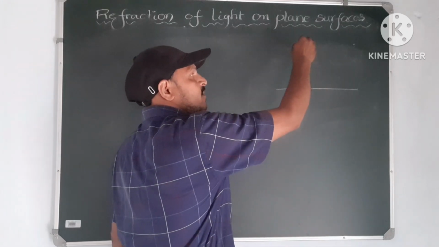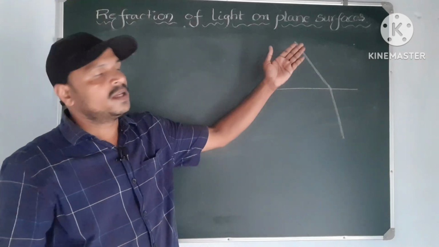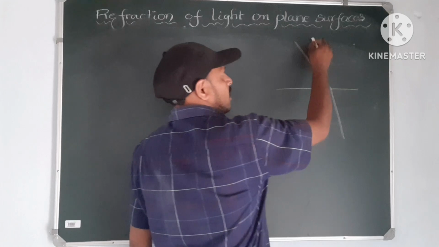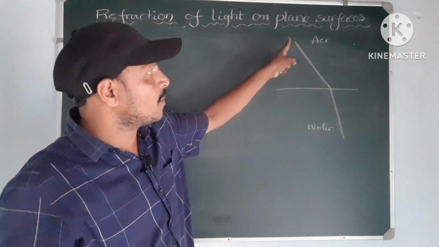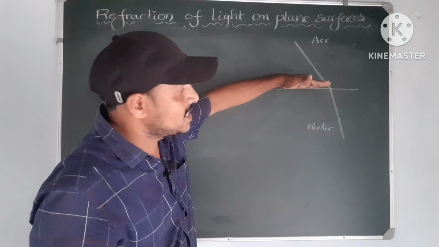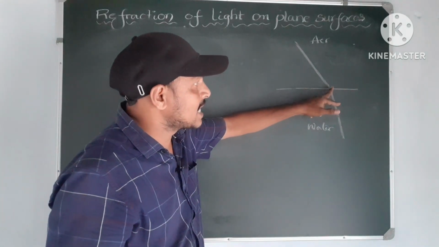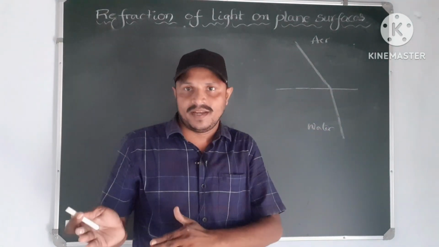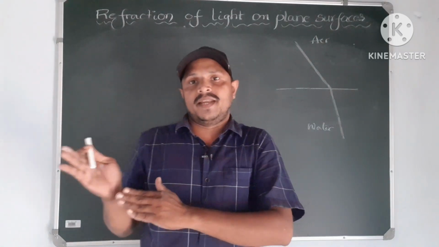when the light ray enters from one medium to another medium, for example, this is air and this is water. So when a light ray enters from air to water, this is the separation of two media. This is called the interface of two media. This light ray travels by bending at the interface because of the changing of speed. So the speed of light is different in different media.